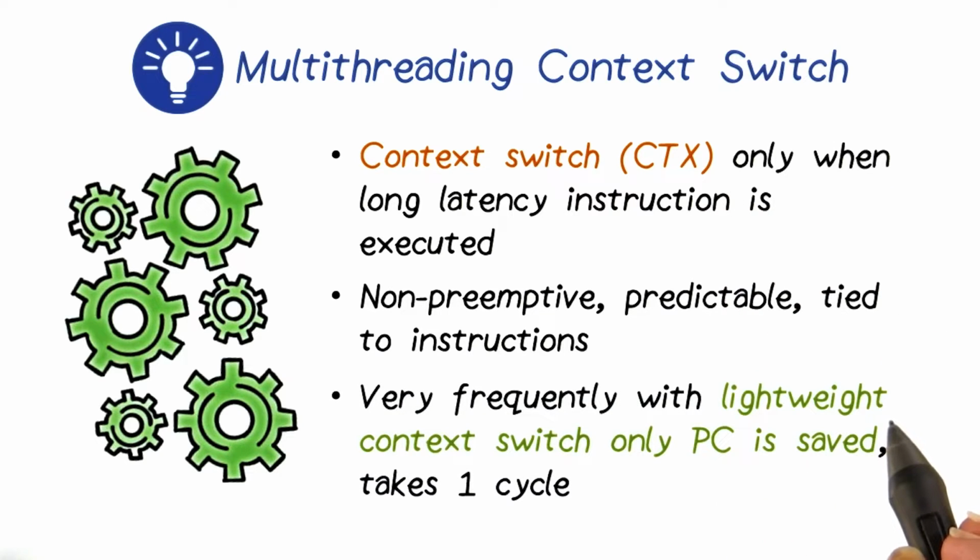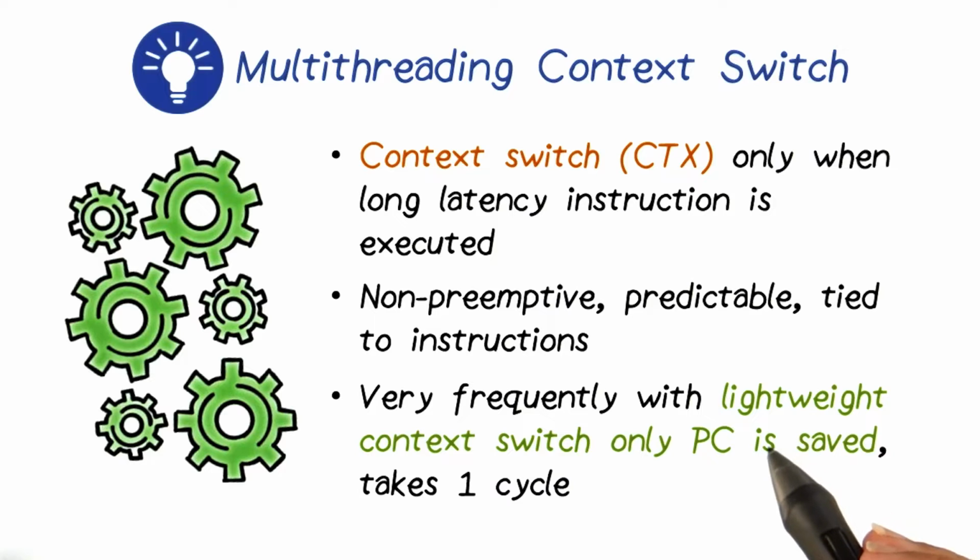And so one could context switch very frequently in network processor because it is a lightweight context switch where the PC is the one which is saved. It just takes one cycle, nothing else is saved here.